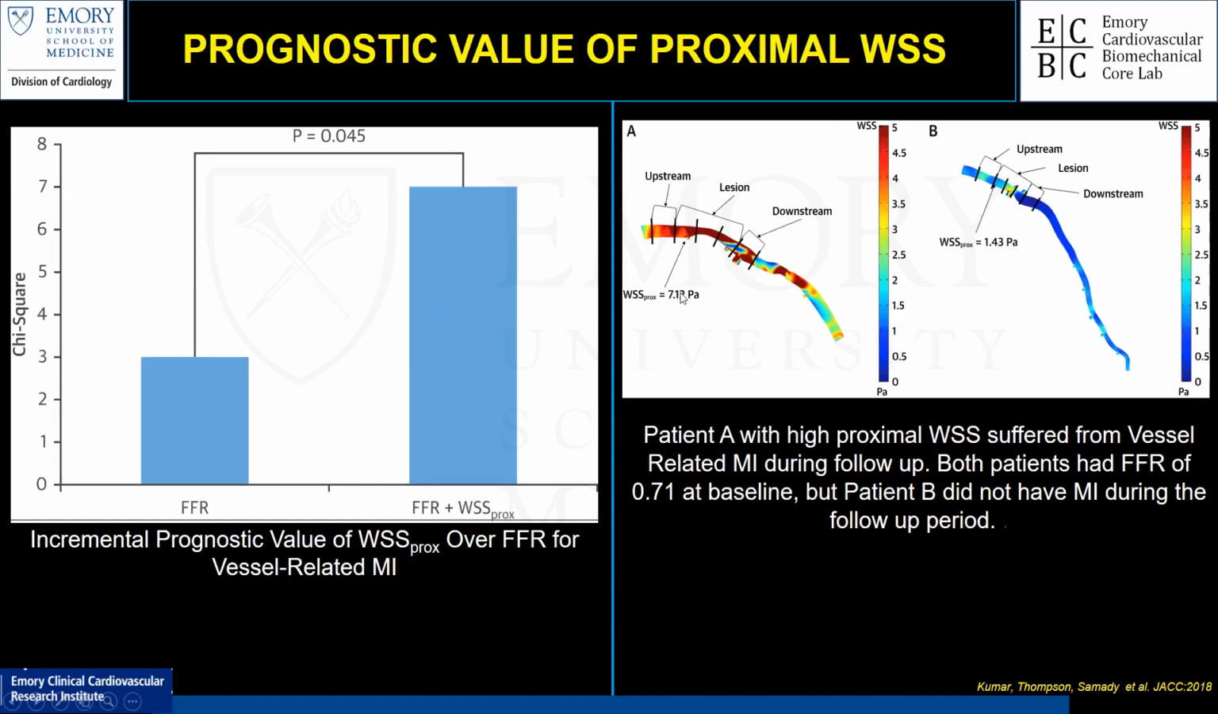Here is an example. If you can see, patient A has high proximal wall shear stress, and this patient suffered from vessel-related MI during follow-up. Patient B with lower shear stress did not have an MI during the follow-up period. Interestingly, both these patients had a positive FFR of 0.71 at baseline.